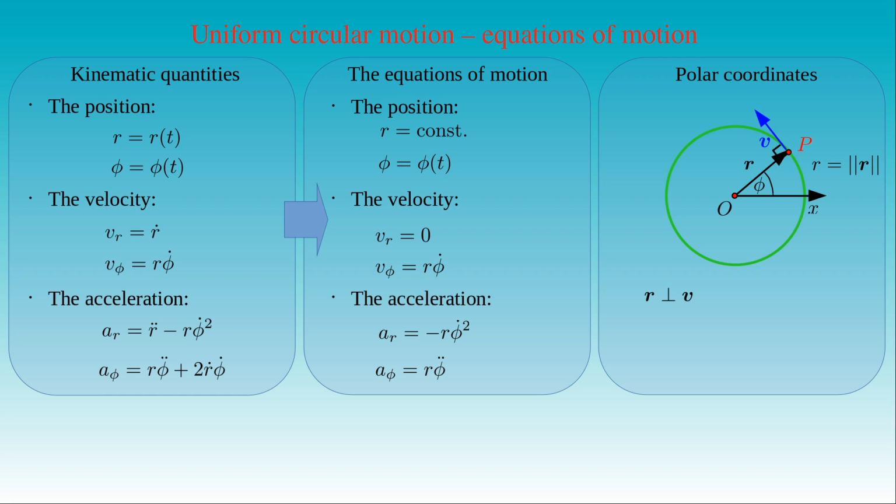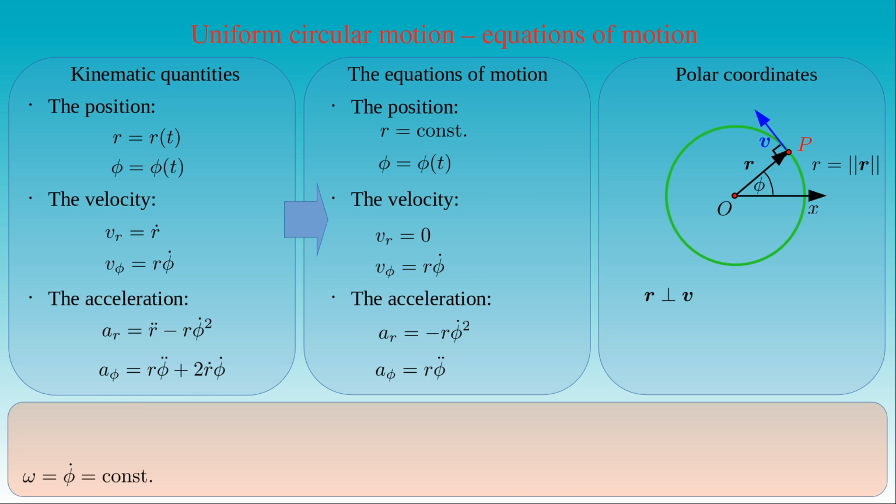For uniform circular motion, we have an additional condition stating that the position vector rotates with a constant velocity around the circle. Therefore, the angular velocity omega, that is the derivative of the azimuthal angle with respect to the time, is constant. As a result, the second-order derivative of the azimuthal angle of the position vector vanishes. If we apply this condition, we can derive the equations of motion for uniform circular motion.